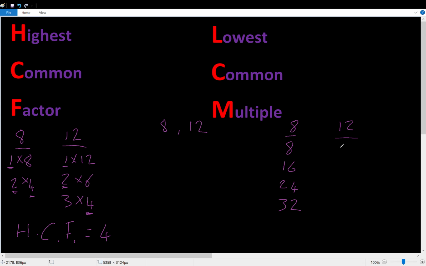Our multiples of 12, so we've got 12 times 1 is 12, 12 times 2 is 24, 12 times 3 is 36, and 12 times 4 is 48. And you notice that in this, the first common multiple they have is 24. It is the lowest multiple that they both have in common. So our LCM for 8 and 12 is going to be 24. And that is that.